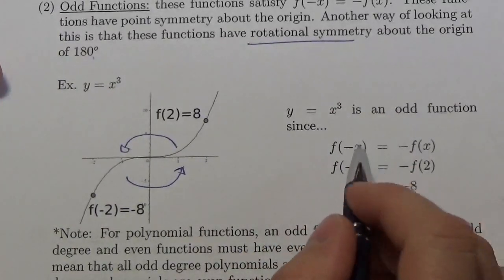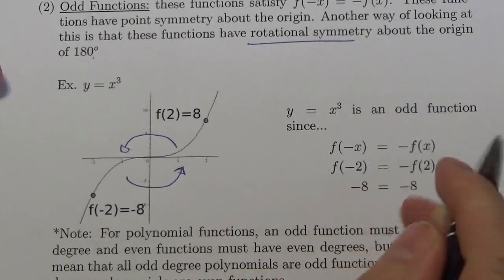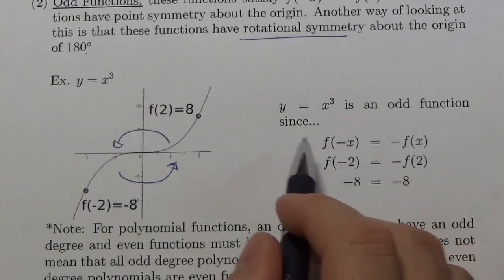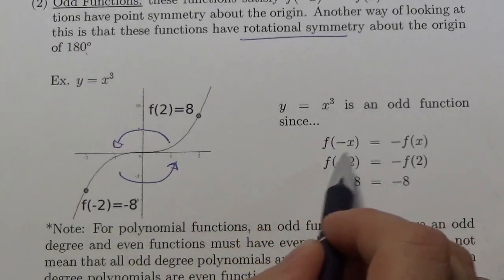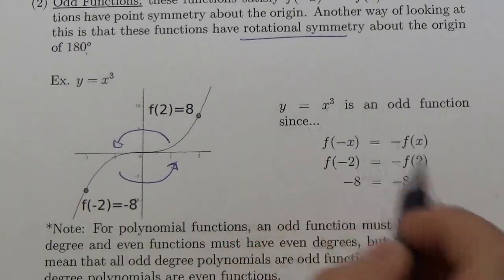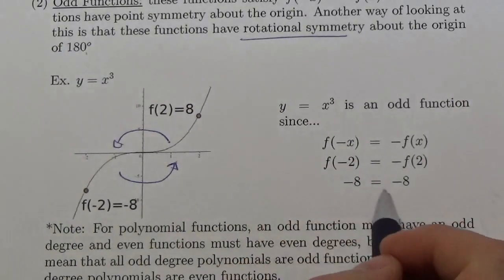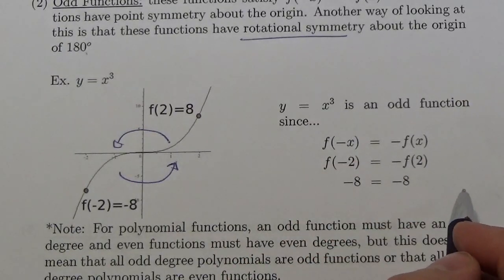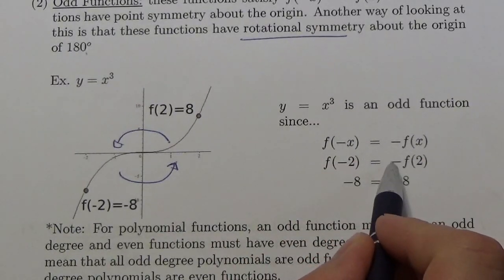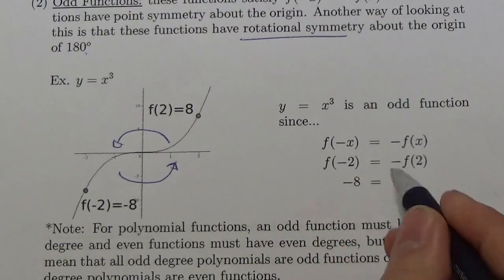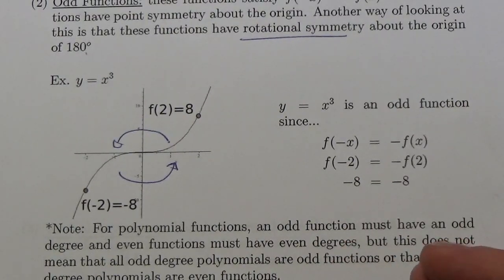Y equals x cubed is an odd function, because if you plug a negative in, it's like putting a negative in front of the whole function here. And you'll see that here if you plug negative 2 into the function. Negative 2 cubed is in fact negative 8. But negative 2 cubed is also the same as negative 8.